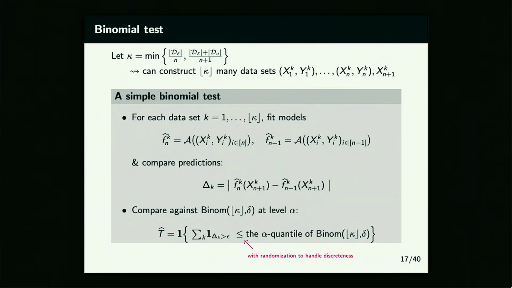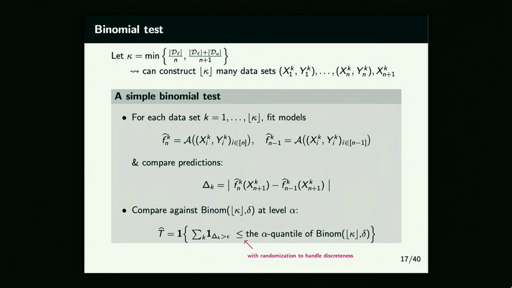And then I'm just going to compare that to the binomial distribution, asking, is the proportion of how many times it moved more than epsilon greater than delta? Or can I confidently conclude it's less than or equal to delta? So I'm just going to compare this empirical proportion against the binomial distribution and run a hypothesis test for literally just the parameter of a binomial distribution. And so that is my test T hat.